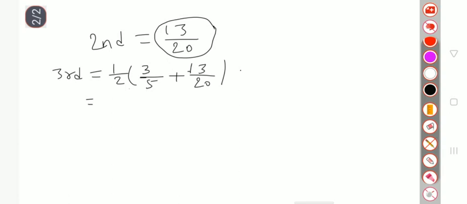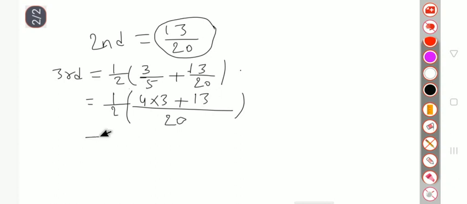So what is the LCM of 5 and 20? It will be 20. So we will write here 1 upon 2. LCM of 5 and 20 is 20. Now divide 20 by 5, it will come here 4, and the numerator is 3, so multiply it with 3, plus 20 divided by 20, 1 into 13 is 13. Now it is 1 upon 2, 4 into 3 is 12 plus 13, divided by 20.